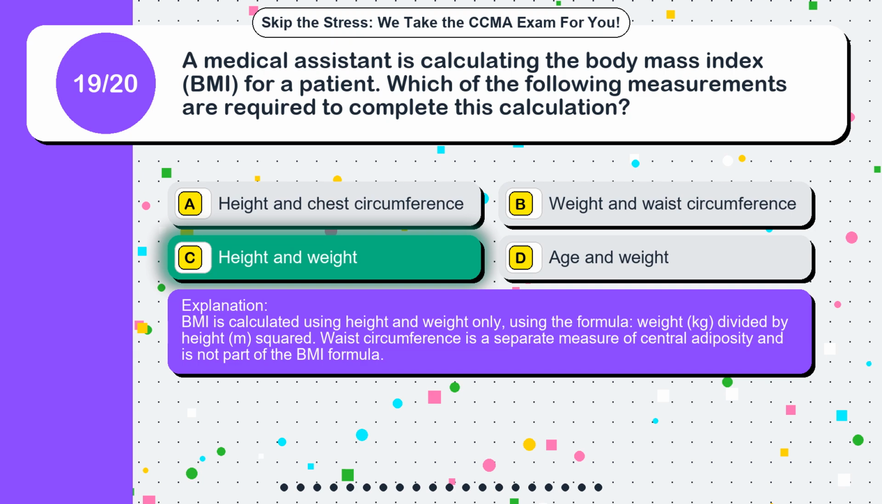BMI is calculated using height and weight only, using the formula weight in kilograms divided by height in meters squared. Waist circumference is a separate measure of central adiposity and is not part of the BMI formula.